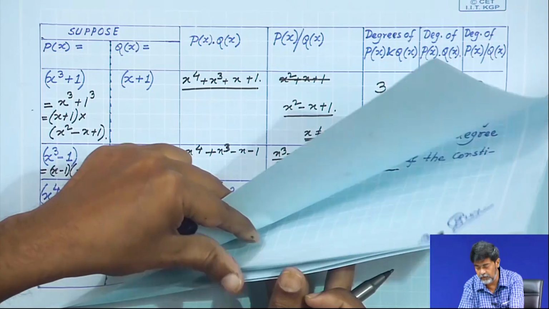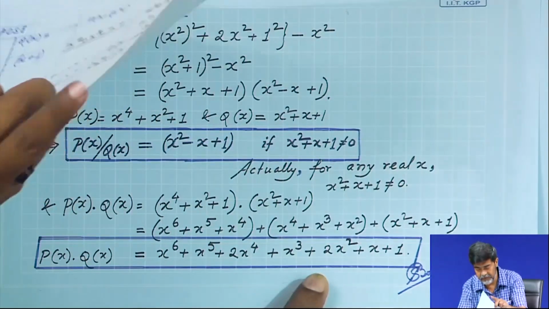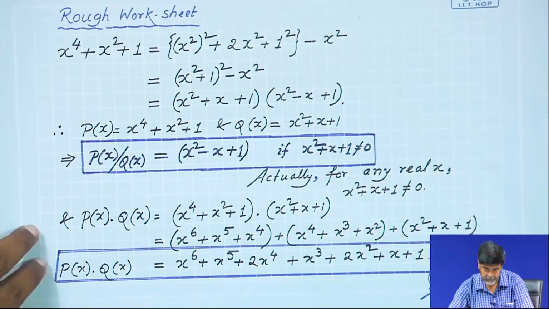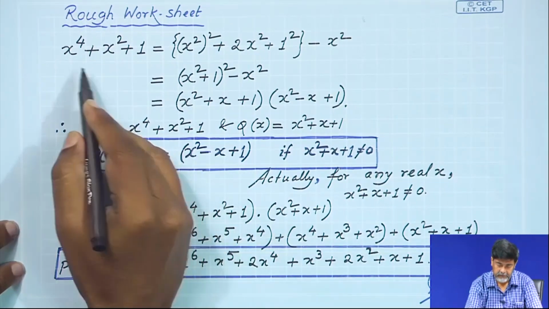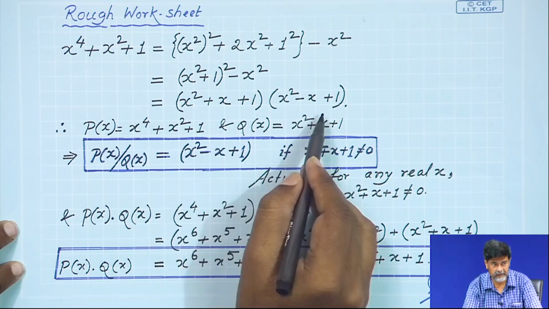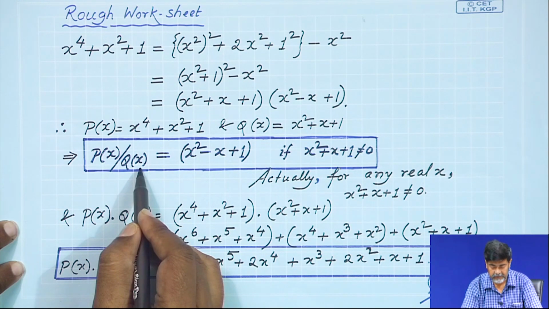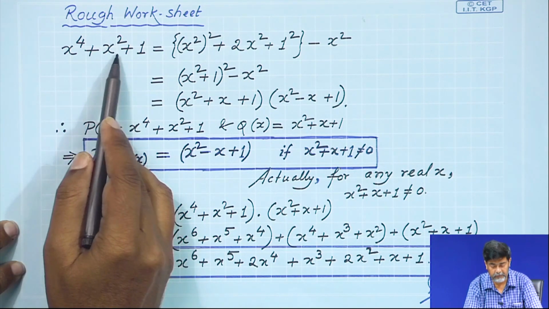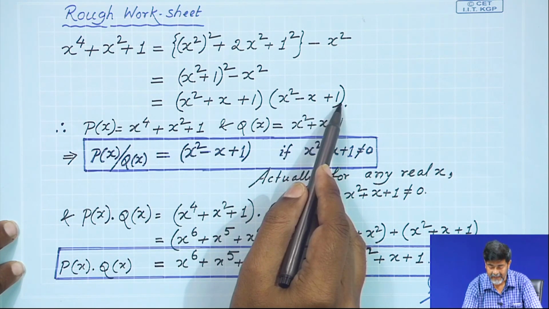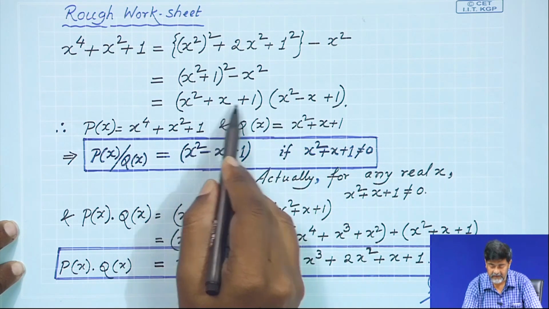This has already been done here. I am showing the rough worksheet there. The same thing has been done here, okay, in detail. Therefore, Px by Qx: for Px we are getting x to the power 4 plus x square plus 1, which is a product of these two expressions, and for Qx we have x square plus x plus 1.